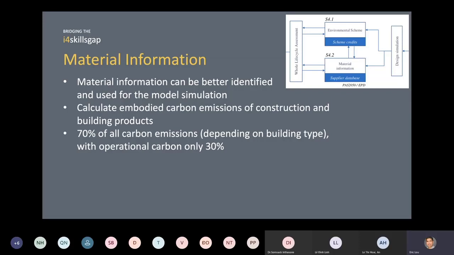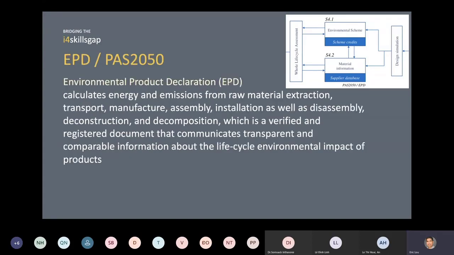We need to calculate the embodied energy of the construction and building products. Embodied energy, as I said very early on, is the process from start to finish. I'll explain. For embodied energy, what we have is something called EPD, Environmental Product Declaration. It's a standard, ISO 21930. I can distribute it later on. Basically, it calculates energy and emissions from raw material extraction, transport, assembly, all the way to decomposition, basically end of life, really end of life.